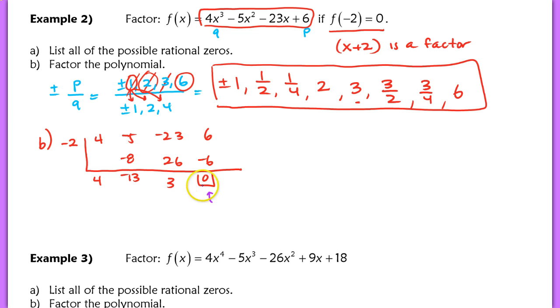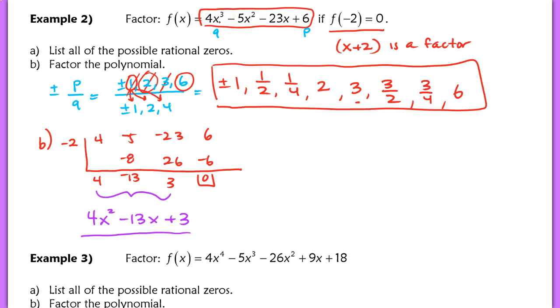Now if I didn't get a 0 for the remainder, then that would mean that x plus 2 is not a factor. But since they're telling us that it's a factor, if you don't get a 0 here, you must have made a mistake somewhere in your synthetic division. Anyhow, remember, this ends up being a polynomial here, 4x squared minus 13x plus 3. This is now one of the factors of 4x cubed minus 5x squared minus 23x plus 6.